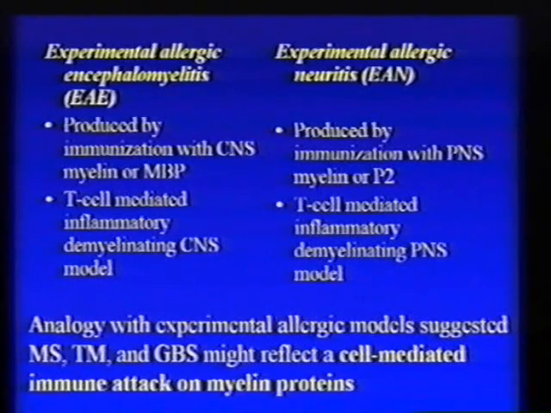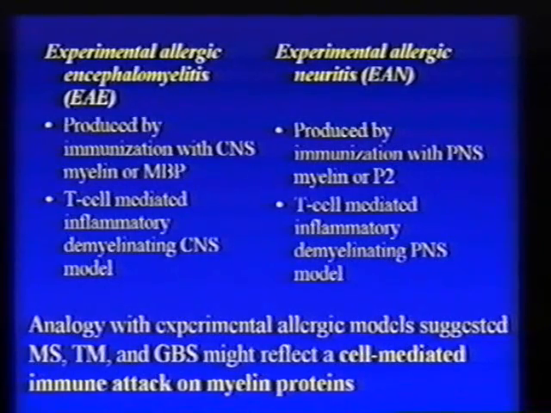In fact, these animals get a degree of spinal involvement, but it's been looked at primarily because of its potential relevance to multiple sclerosis. At exactly the same time, the same workers were immunizing animals with peripheral nervous system myelin or specific myelin proteins and producing a disease they called experimental allergic neuritis, or EAN. And this was a T-cell mediated inflammatory demyelinating disorder of the peripheral nervous system.